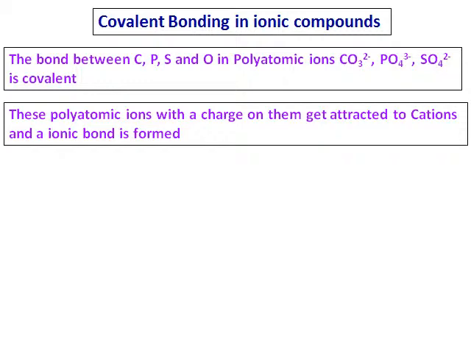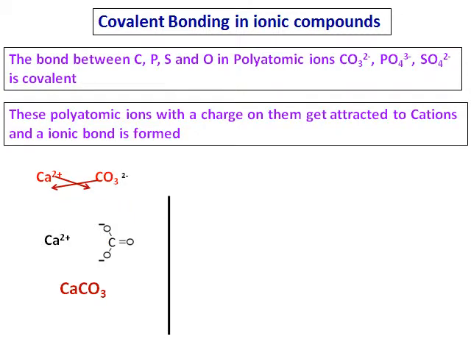Just like carbonate has 2 minus, phosphate has 3 minus, and sulfate has 2 minus, they can get attracted to cations and an ionic bond is formed. For example, consider the formation of calcium carbonate. Calcium, you know that in order to become stable, loses 2 electrons because it belongs to group 2 and gets a Ca2 plus charge. The carbonate, which we have written there, CO3, has a 2 minus charge on it, and then the positive and the negative charges get attracted to each other and the compound formed is calcium carbonate.